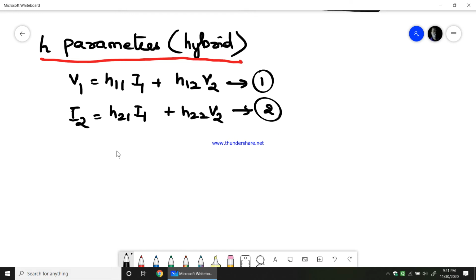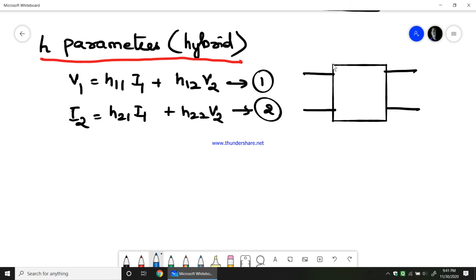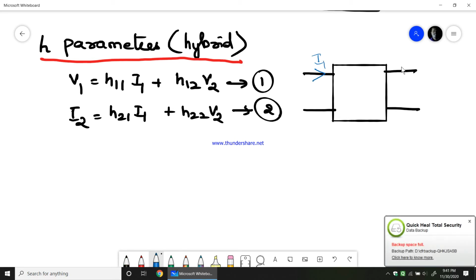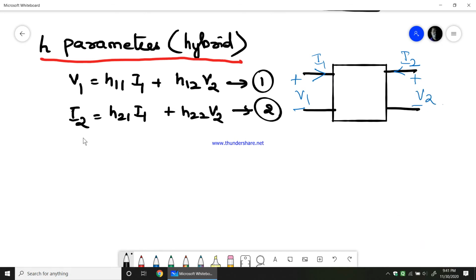Fine. Now with these two equations, if I take a two port network, this is the normal two port network with current I1 entering, and I2 is also entering now. Only in T parameters, I2 we assume is leaving, with V1 and V2. So in H parameters, let me define it.